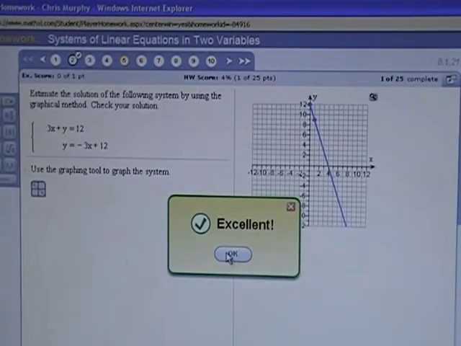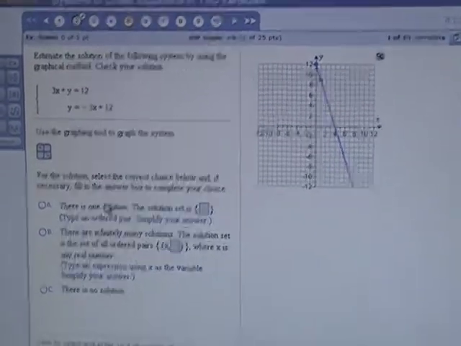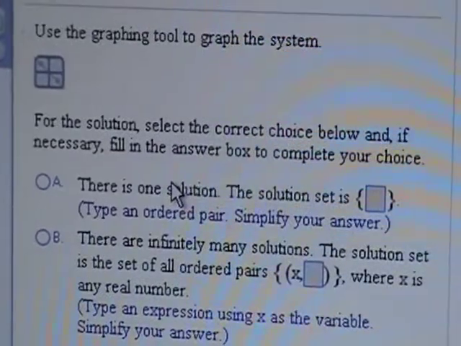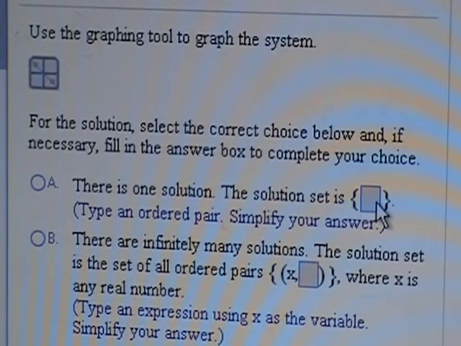Now, it throws up the second part of the question. And the second part of the question says, for the solution, select the correct choice below, and if necessary, fill in the answer box. Now, I have 3 choices. There is one solution, and give an ordered pair. There are infinitely many solutions, or there is no solution.